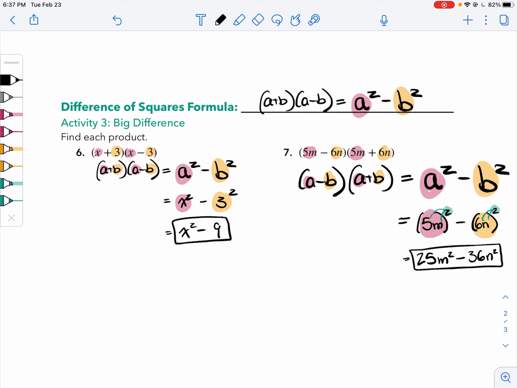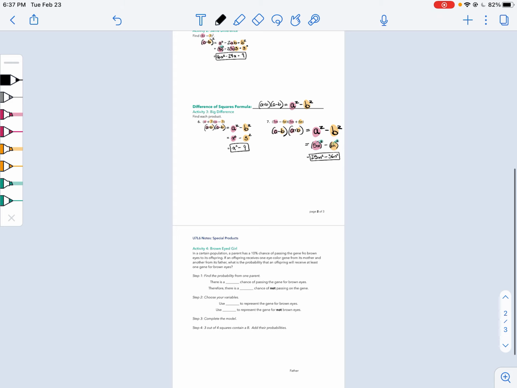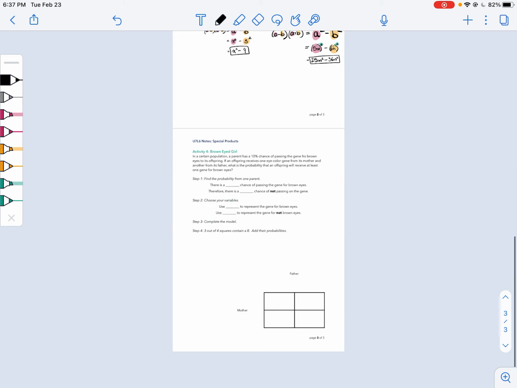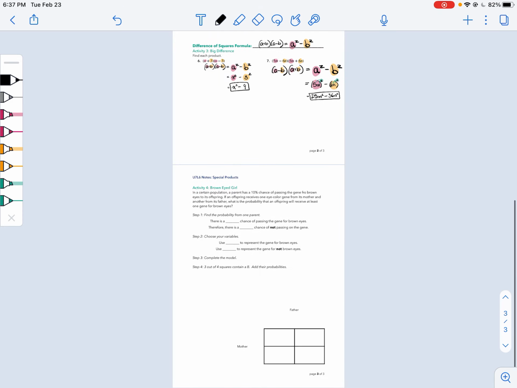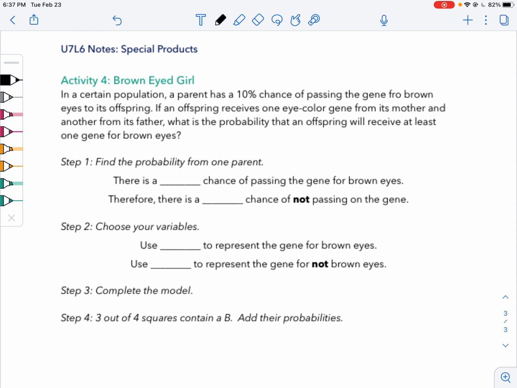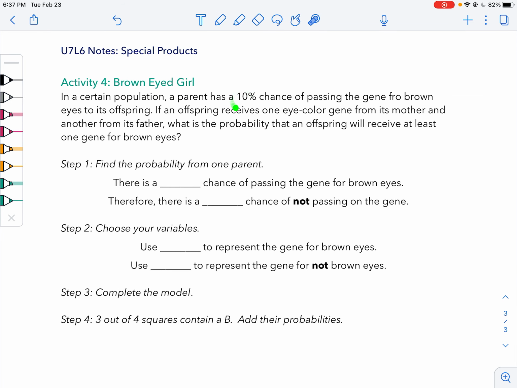Okay, cool. But why? How come? Well, let's do some quick biology. Let's say you have a population where a parent has a 10% chance of passing the gene for brown eyes to its offspring. If an offspring receives one eye color gene from its mom and another from its dad, what's the probability it will receive one gene for brown eyes?